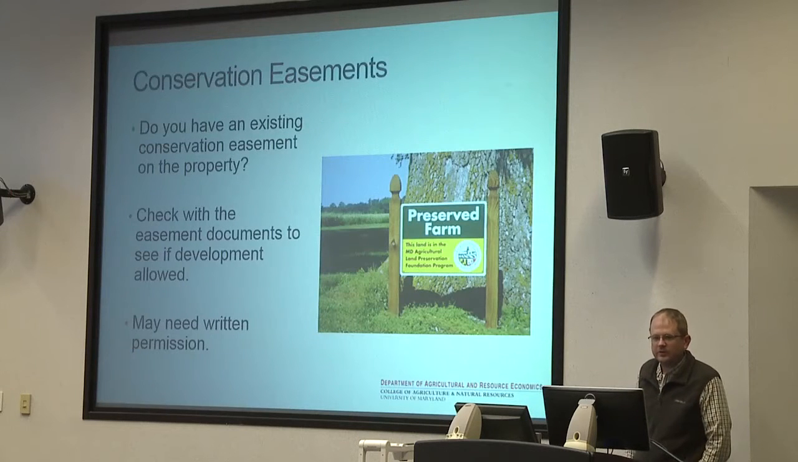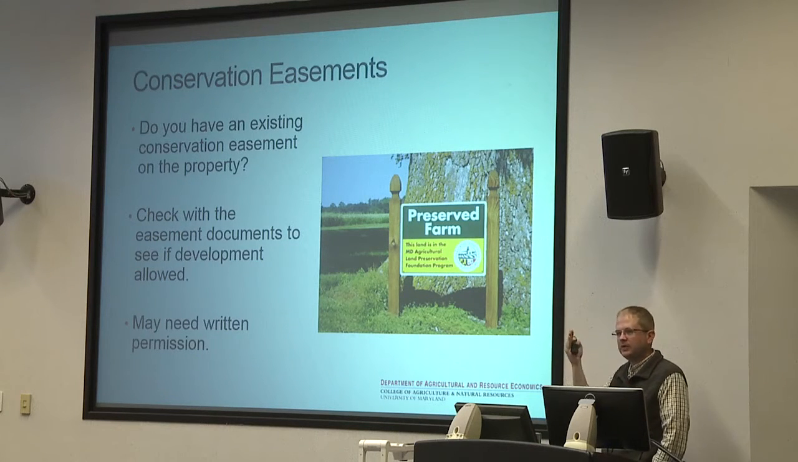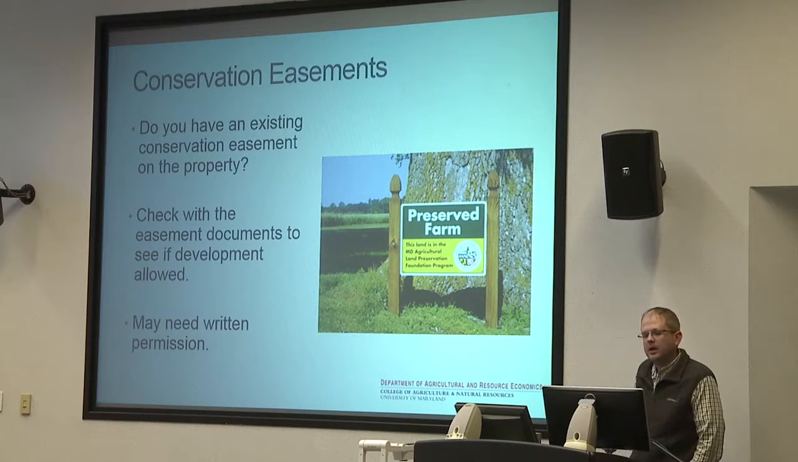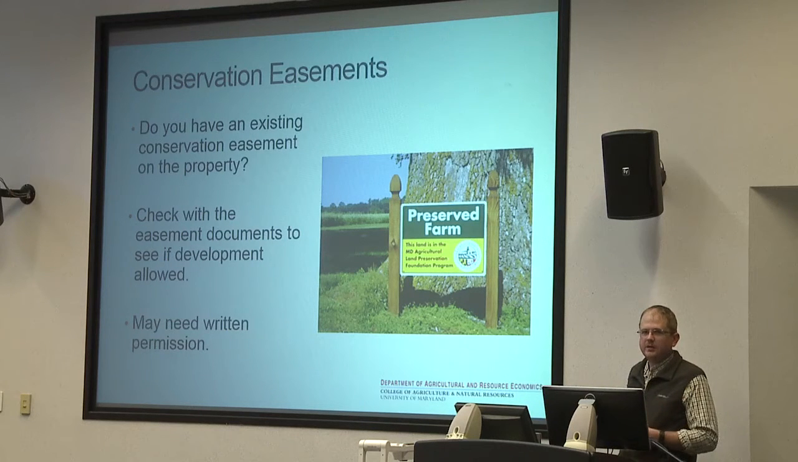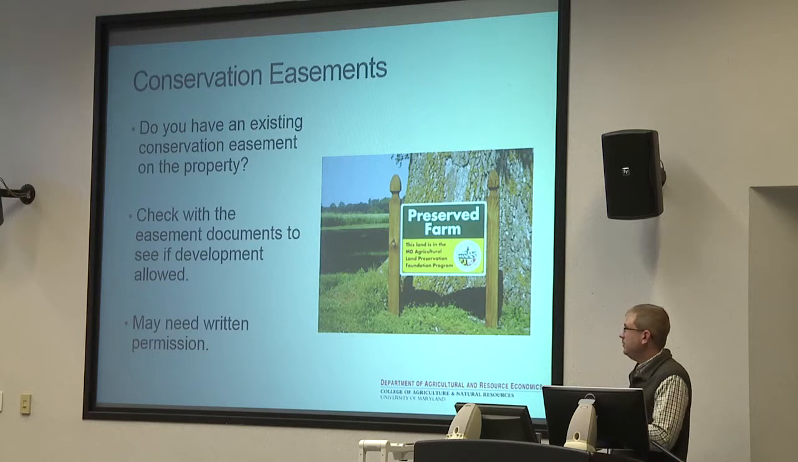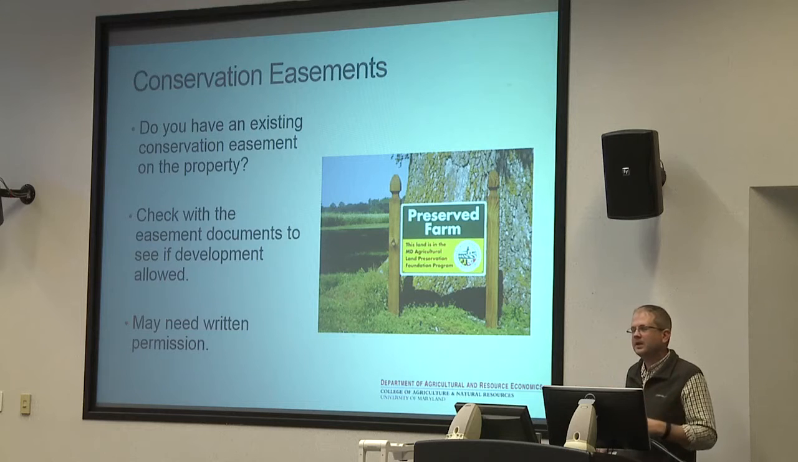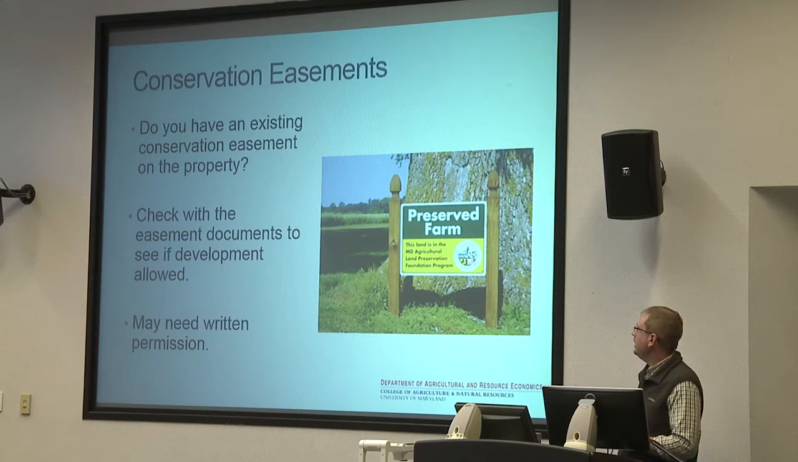Easements and encumbrances. What if you have an existing conservation easement on the property? Kind of goes back to your question, does it pull it out of ag use at that point? You need to check the easement documents to see if this is allowed. You may need written permission from the person holding the easement. If it's under the Maryland Agricultural Land Preservation Foundation, MALPF, I can't remember what MALPF stands for off the top of my head. Oh, it's right there.